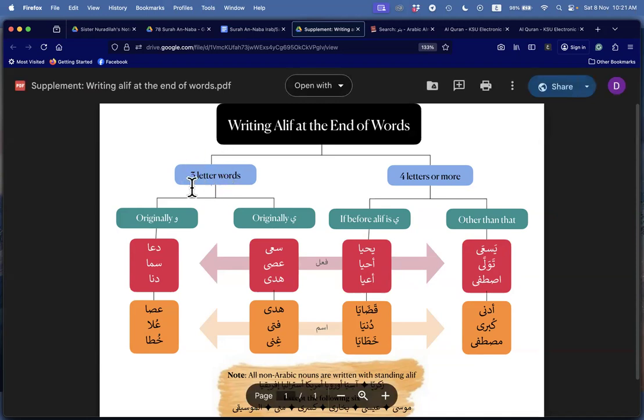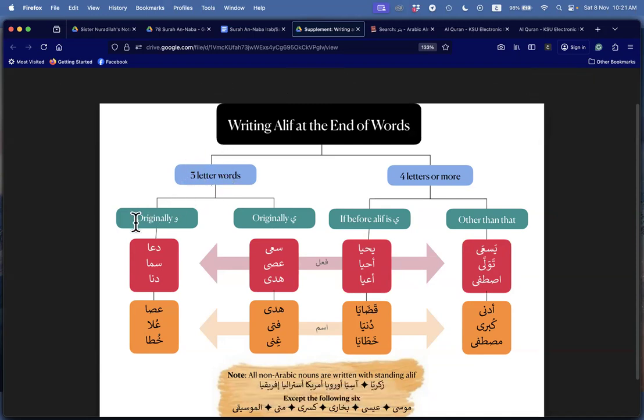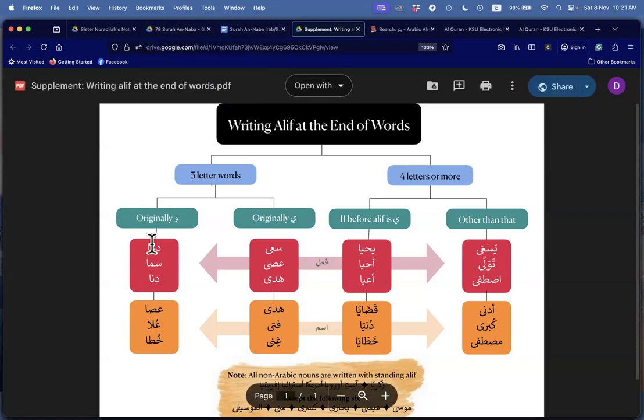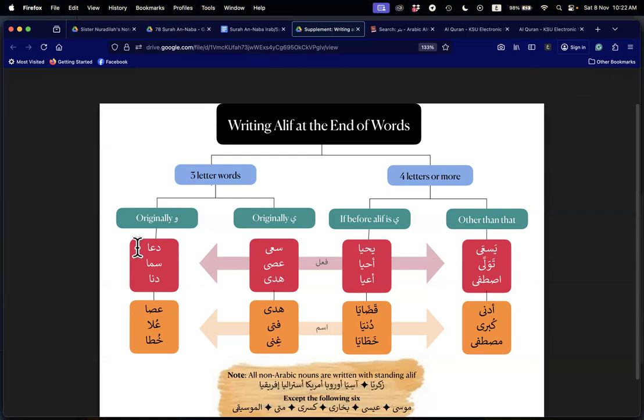So if it's a 3-letter word, and the alif that you want to write is originally a waw, you will write it with a standing alif. So that's why da'a, we write with alif. Just now we saw Tala Kitab, he read the book, right? Tala also standing alif, not alif maksura. So these are all fi'il, da'a, sama, dana. This is all waw ending.